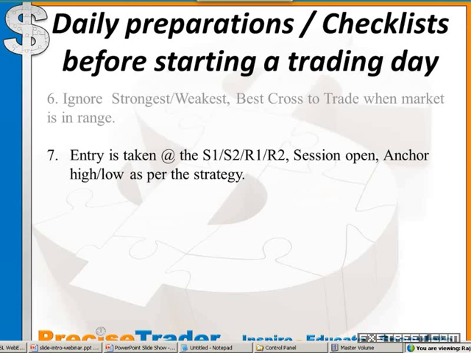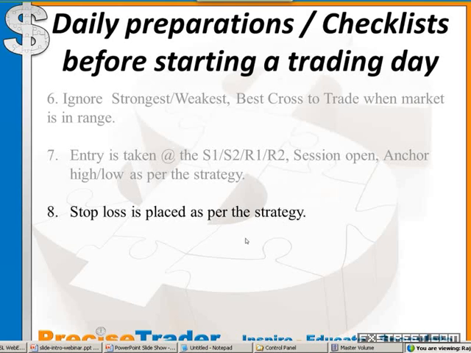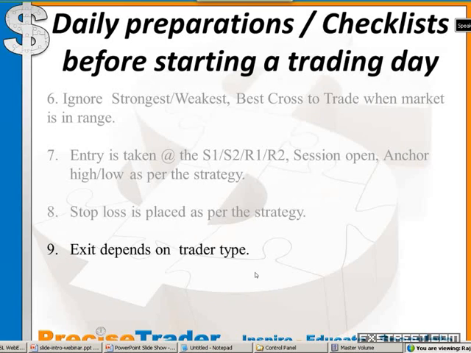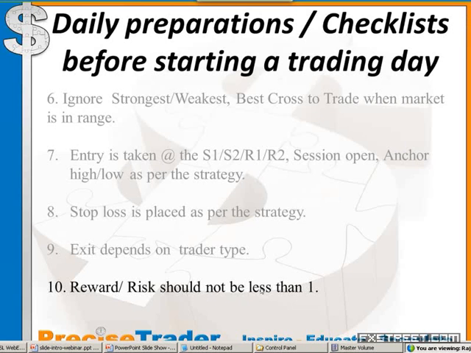Alright? So the entry is taken at S1, S2, R1, R2, session open, anchor low, high, low as per the strategy. Stop loss is placed as per the strategy. Exit depends on the trader type. Risk reward should not be less than 1. So when you ask yourself, okay, this is going to be my entry, this is going to be my stop loss, and this is where I'm planning to exit, all this will give us a clue. All this will tell me whether my risk versus reward is worth it or not worth the effort, and whether we may want to do it, right?